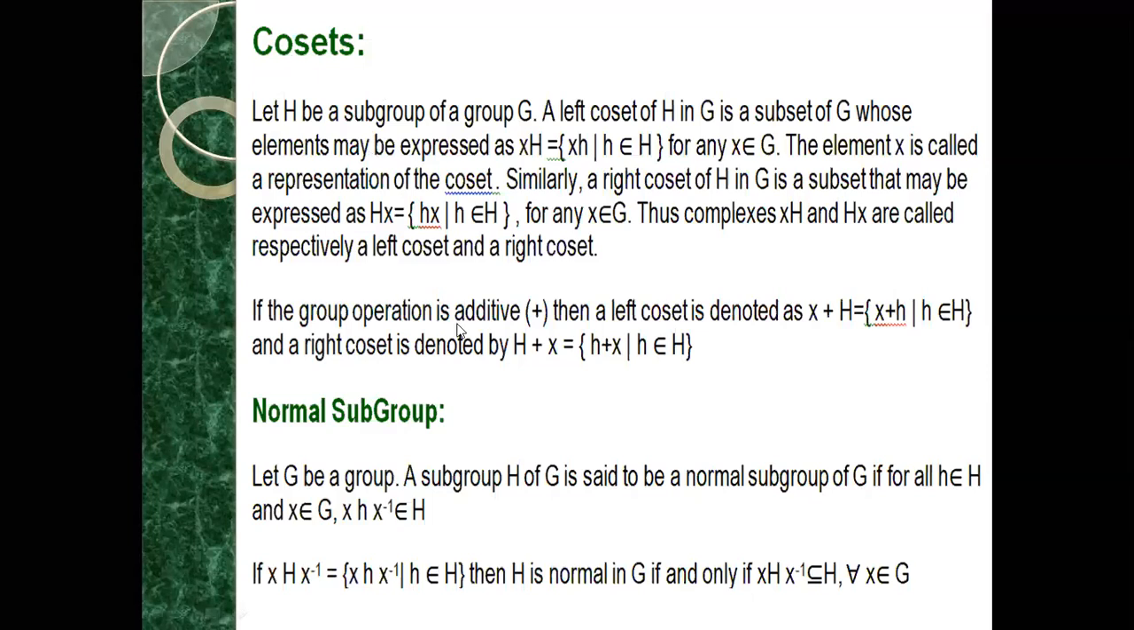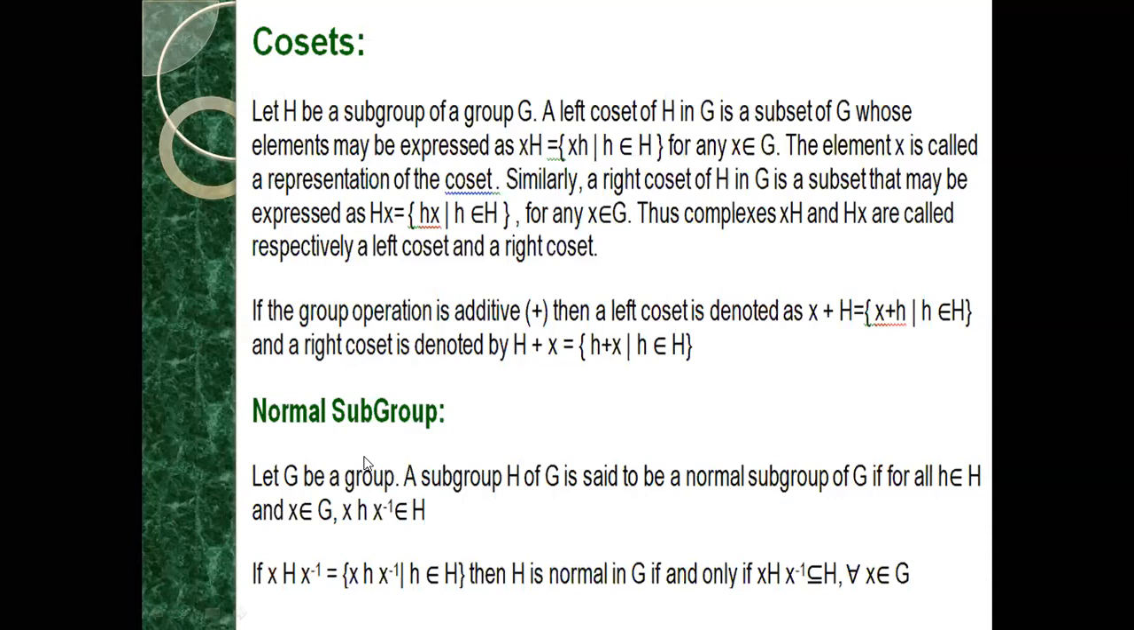If the binary operation is additive, the left coset can be expressed as x plus H equal to {x plus h such that h belongs to H}, and the right coset is denoted by H plus x. This is the main condition for a coset. xH is the left coset and Hx is the right coset. Why is this a left coset? Because the element of the group G is on the left side of H, and here it is on the right side of H.